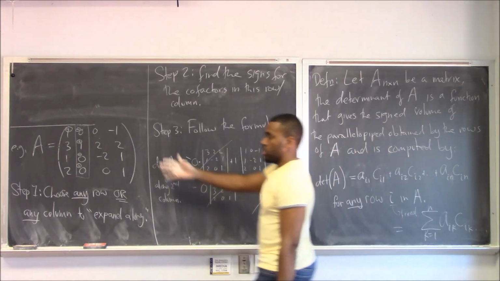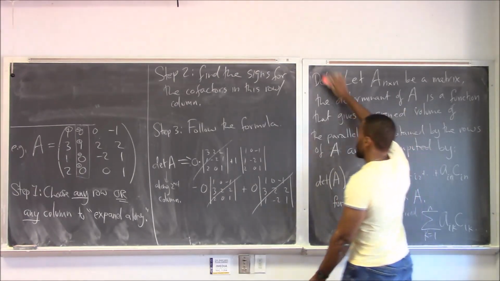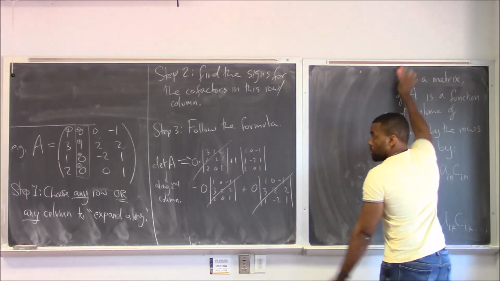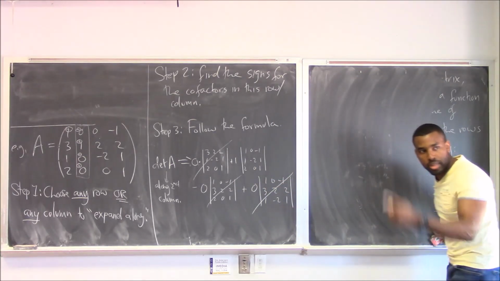So I broke down finding this 4 by 4 determinant to finding a 3 by 3 determinant. And we're going to repeat the process. It's going to be recursive. Now I'm going to be able to break down this 3 by 3 into a bunch of 2 by 2s, and for 2 by 2s I have a formula, the AD minus BC.